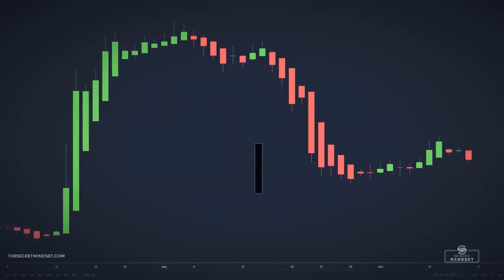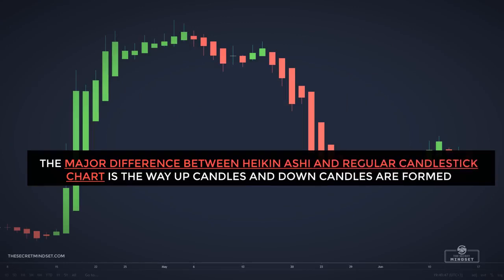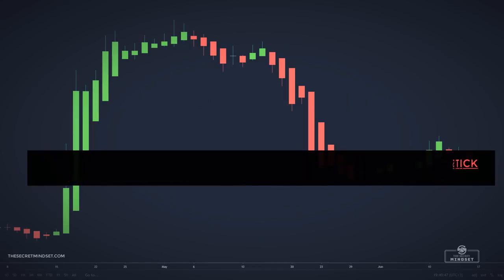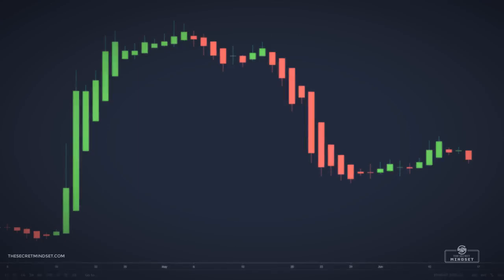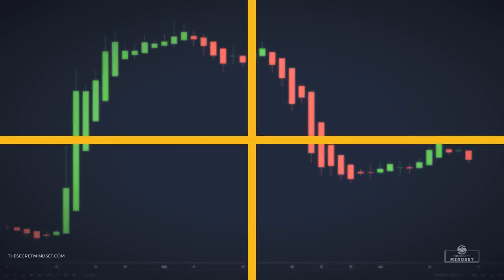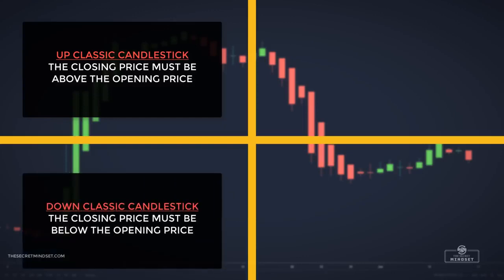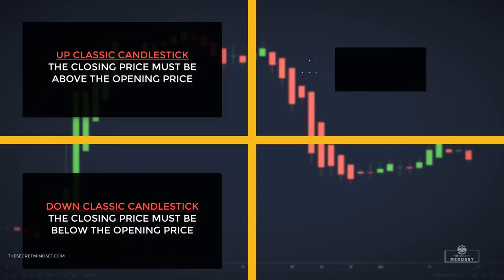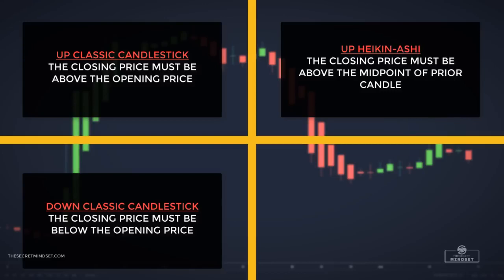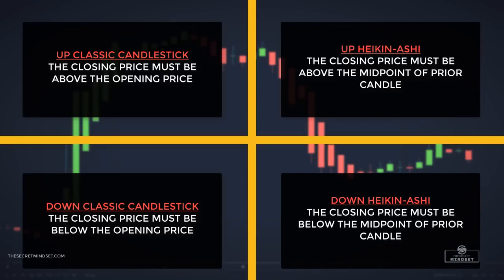The major difference between Heikin Ashi and a regular candlestick chart is the way up candles and down candles are formed. In order for an up candle to form on a traditional candlestick chart, the closing price must be above the opening price, and a down candle forms when the closing price is below the opening price. In a Heikin Ashi chart, an up candle forms when the price closes above the midpoint of the prior candle, and a down candle forms when the price closes below the midpoint of the prior candle. This important difference is why Heikin Ashi charts make it easier to spot the current trends.